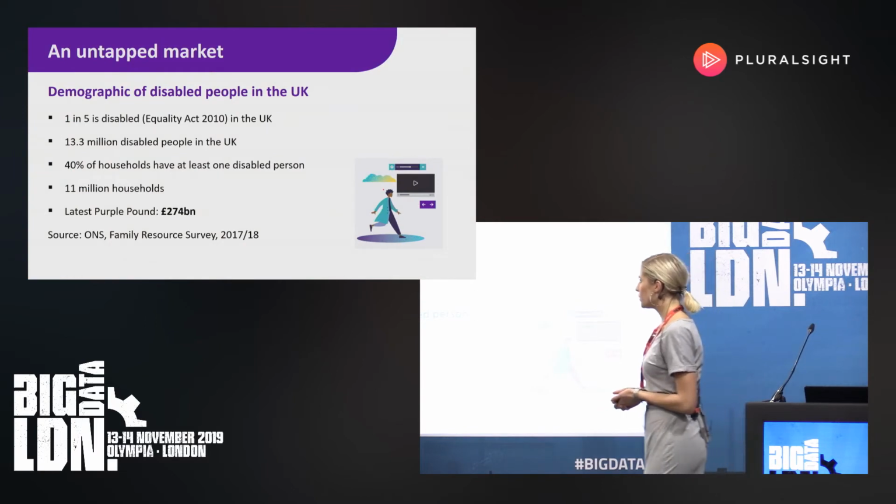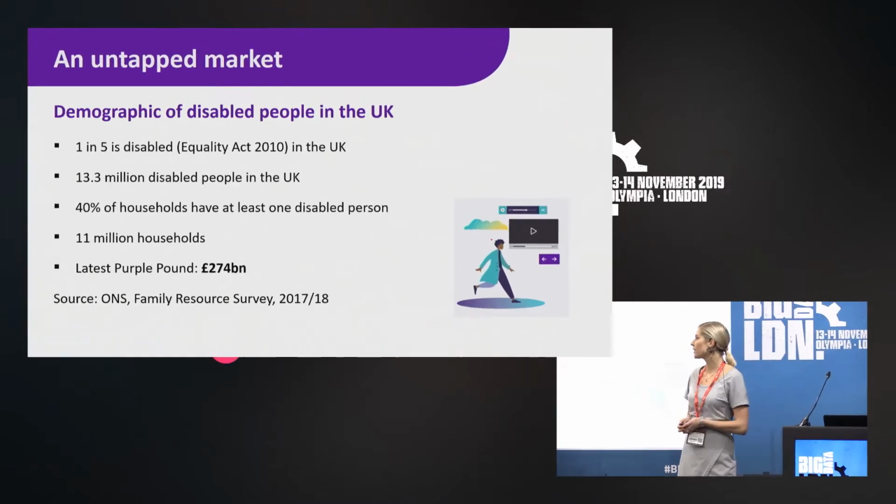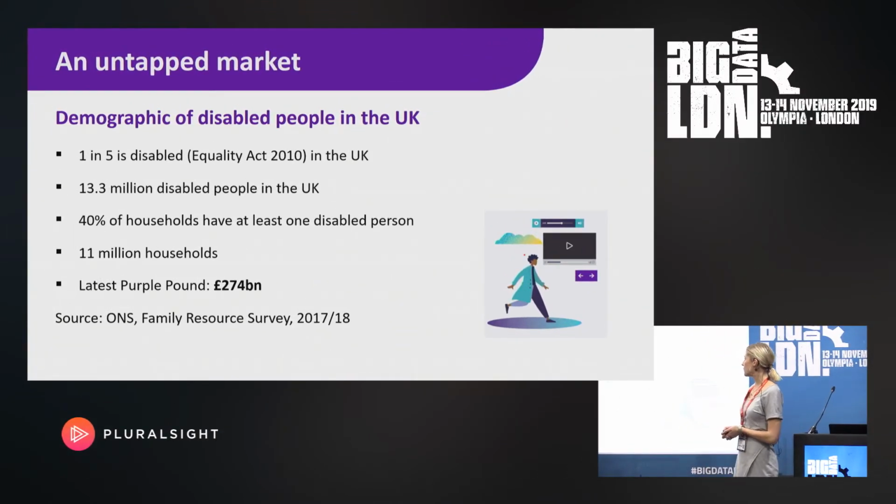Okay, so 1 in 5 people in the UK is disabled, and there are 13.3 million disabled people in the UK. That's only increasing with an ageing population, and we're seeing more and more people with a number of disabilities at one time. 40% of households in the UK have at least one disabled person, and that's 11 million households.